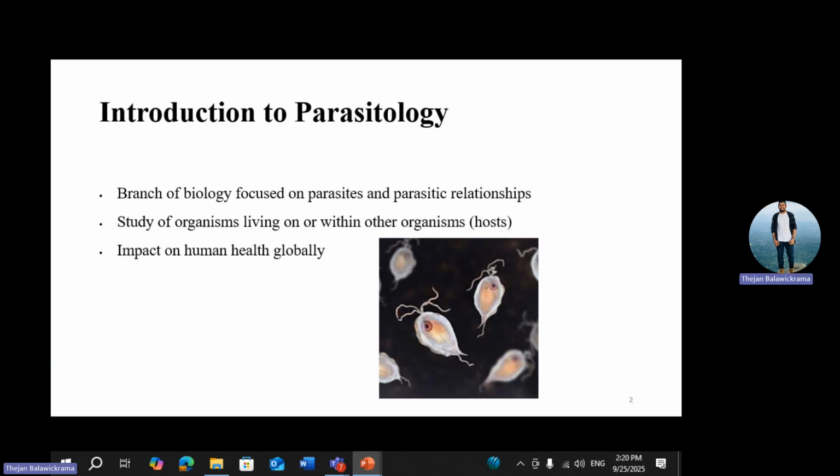Well, the study of organisms living on or within other organisms, that is going to be the host, basically us. Then the impact on human health globally. At the moment we break, due to some reason, the parasitic relationships, then there is a huge impact on human health. That is a point here.